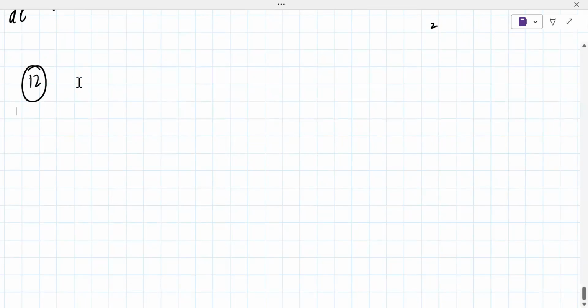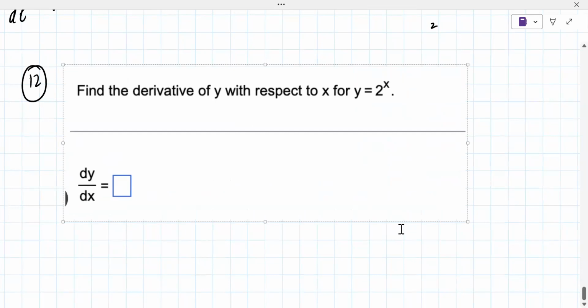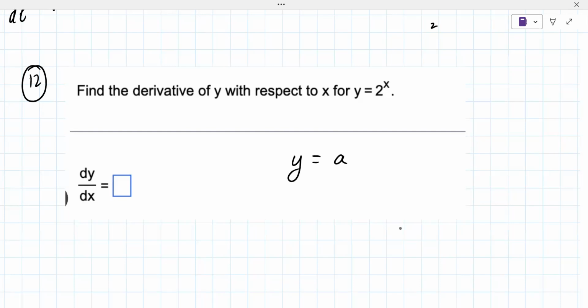Okay, on to number 12 here. This is another just straight rule. Okay, it's like a pure rule. The example, the reference would be like a to the x. I think it actually is b to the x. Let me do it that way in most of the reference sheets. And the derivative is itself times the natural log of b.